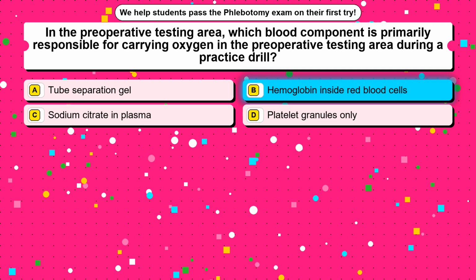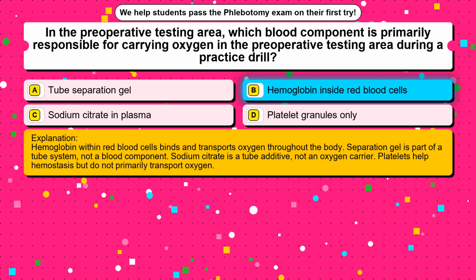The correct answer is option B. Hemoglobin inside red blood cells. Hemoglobin within red blood cells binds and transports oxygen throughout the body. Separation gel is part of a tube system, not a blood component. Sodium citrate is a tube additive, not an oxygen carrier. Platelets help hemostasis but do not primarily transport oxygen.